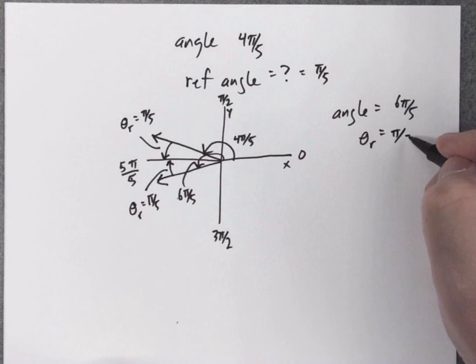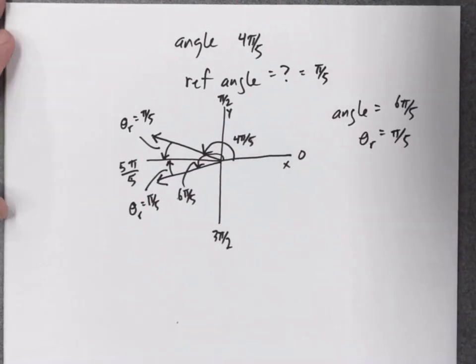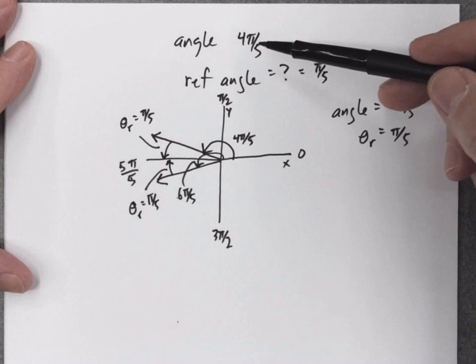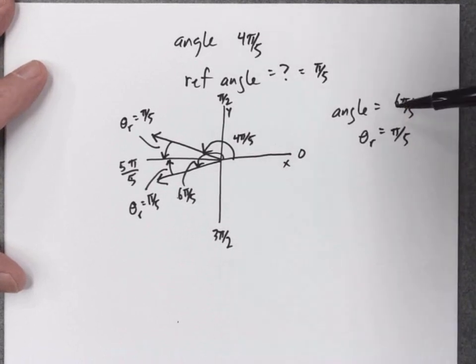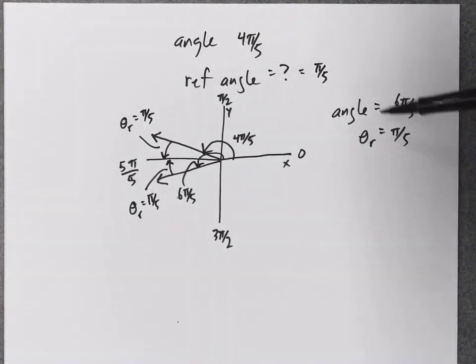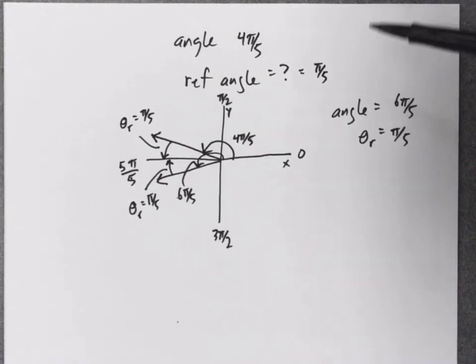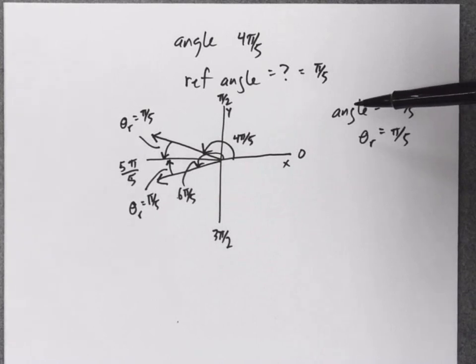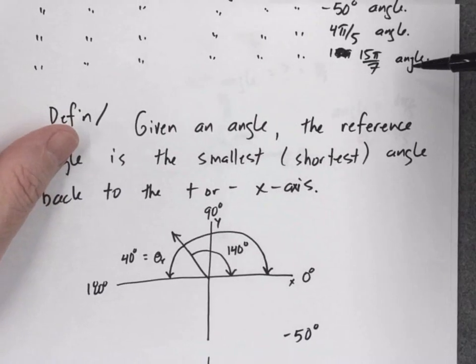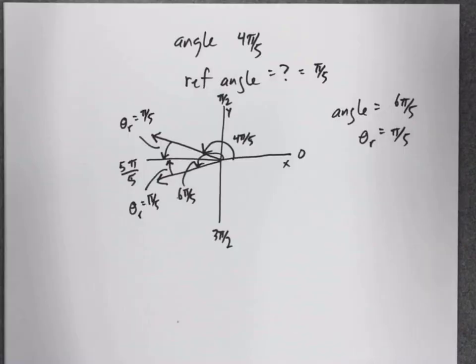So what's interesting, with this example I just did, here are two angles, a 4 pi over 5 angle and a 6 pi over 5 angle, and they actually have the same reference angle. So that can happen. As a matter of fact, I'm going to show you in this little talk how that actually becomes very important and very powerful in some things that we like to use in trig. But let me hold off on that. Let me do this last one. The last one says find the reference angle of a 15 pi over 7 angle.